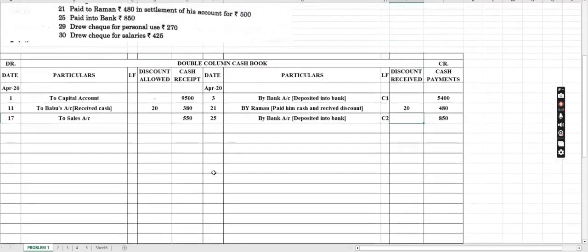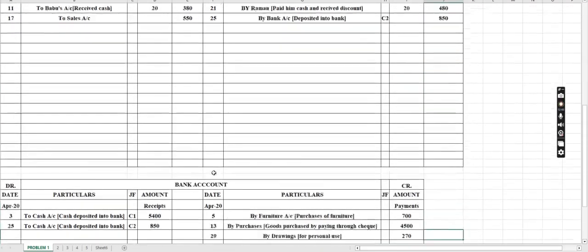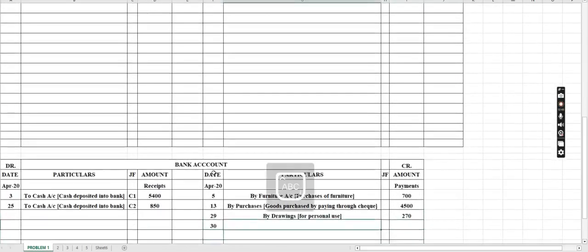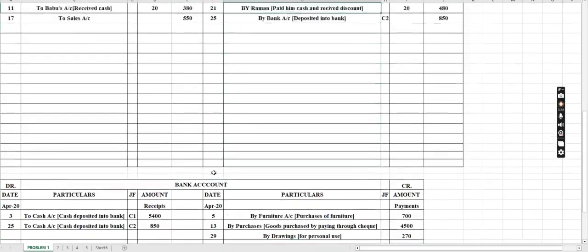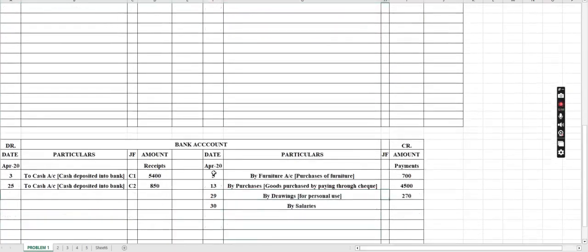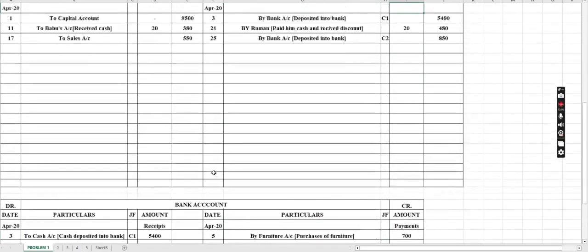Drew check for salaries. Now we have drawn the check for salaries, means we have paid salaries from the bank. Okay, it is simple and direct. Okay, on 30th by salaries. How much amount is paid? 425 rupees is paid. So these are the transactions.